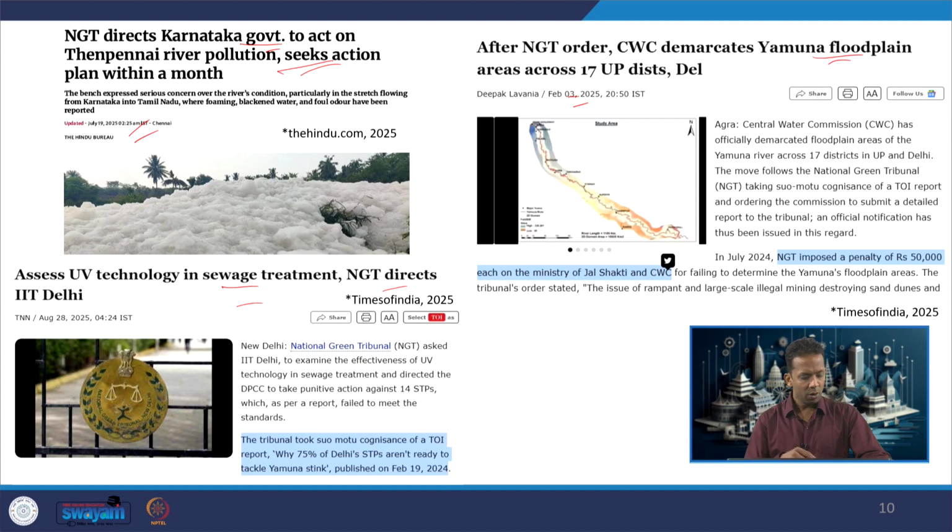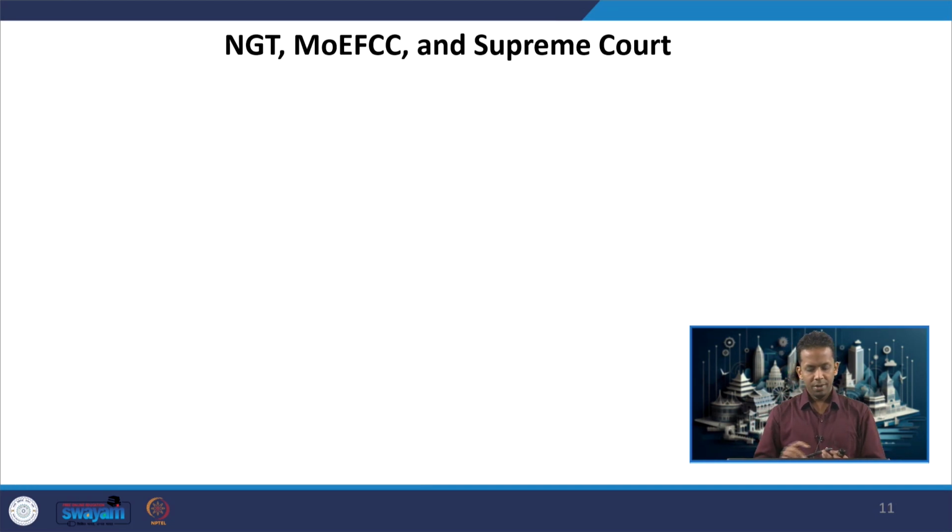So, these kinds of orders can be given by the NGT, and the petitioner can be anyone: a local citizen, an institute, an organization, an NGO or a company, and it can be against anyone in the country, that is also allowed. Now, to look at the connection between these 3, the National Green Tribunal, the Ministry of Environment, Forest and Climate Change, and the Supreme Court, let us see what exactly these three mean and how they are connected to each other.